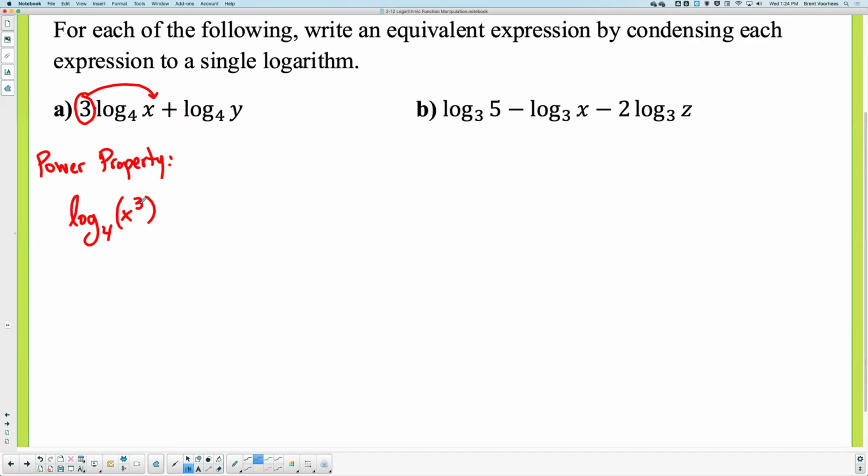So I want to put a parenthesis around x cubed because now it's not just a value of x, it's now x cubed. So I'm going to put a parenthesis around it. Plus log base 4 of y.